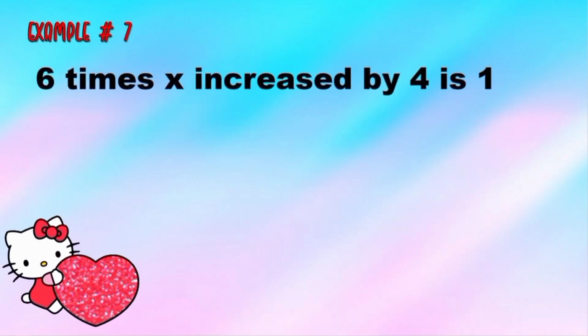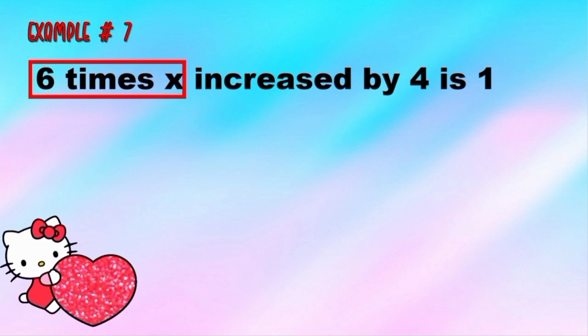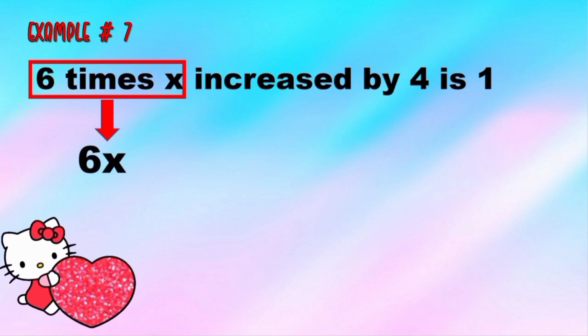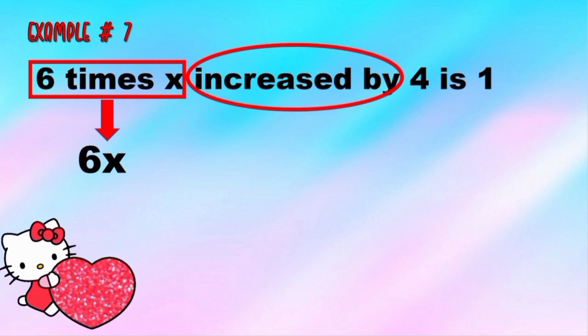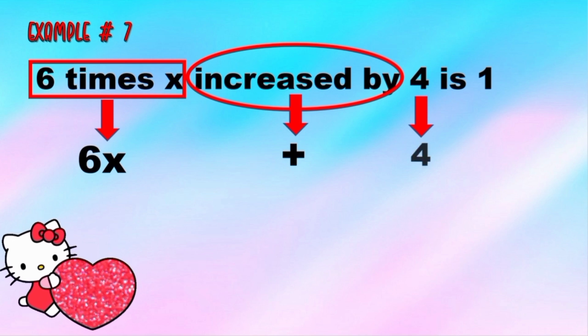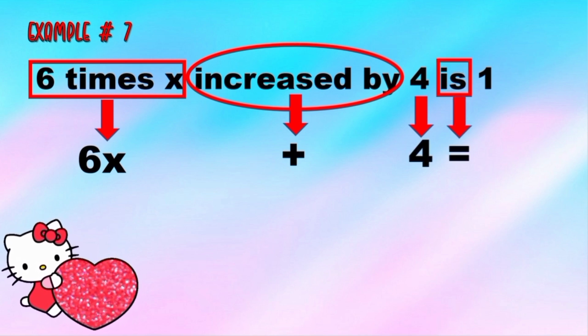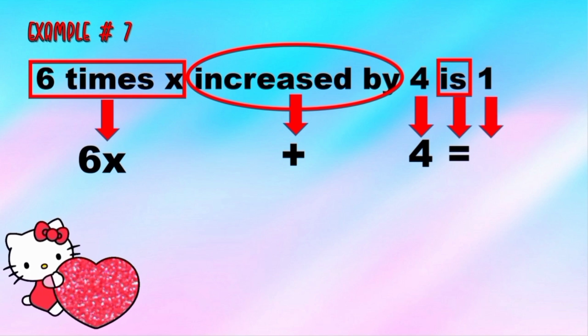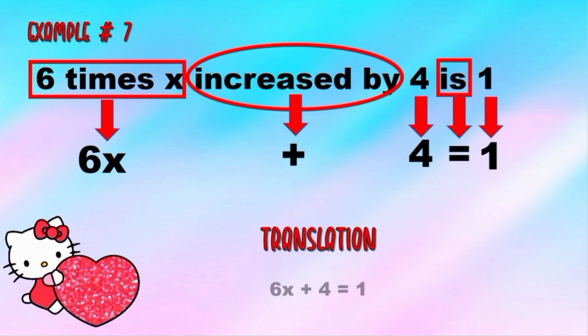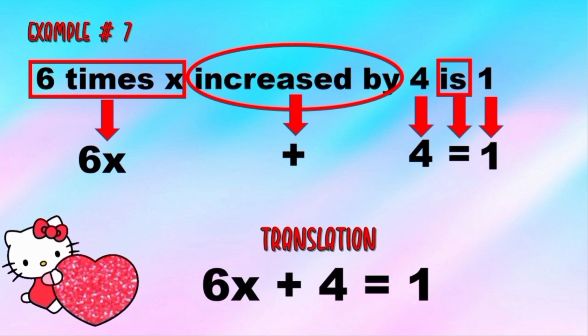Example number 7. 6 times x increased by 4 is 1. 6 times x is equivalent to 6x. The word increased by is addition. Then bring down 4. The word is equivalent to equal. Then bring down 1. For translation, we have 6x plus 4 is equal to 1.